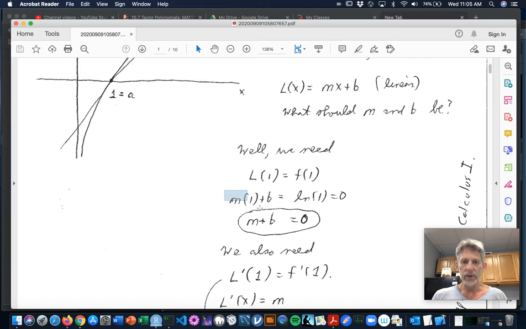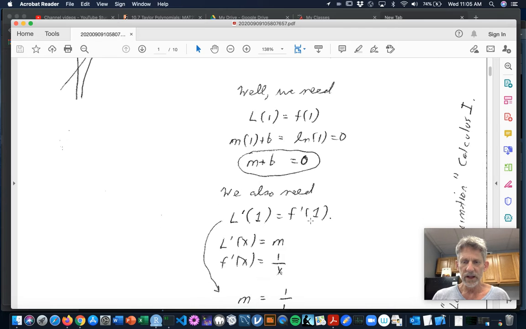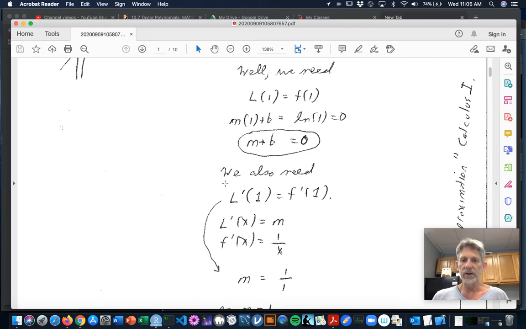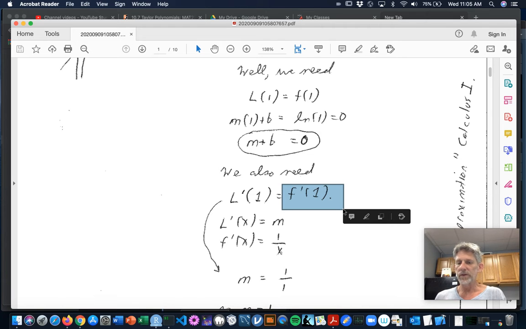And L of 1 would be what you get by plugging in a 1 for your x. And f of 1 is log of 1, which is 0. And so you get the equation m plus b is 0, and that might be useful. Now, the other thing is that the slope of the line ought to be the slope of the curve at the point a is 1. Now, the slope of the line is L prime, so I'll just get L prime and I'll plug in 1. And the slope of the log of x will be f prime of 1.